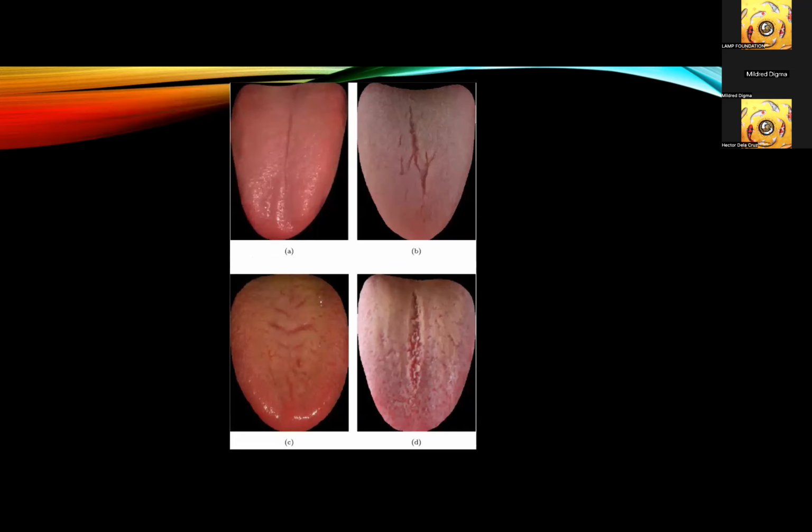So here are examples of the tongue with cracks. Okay.